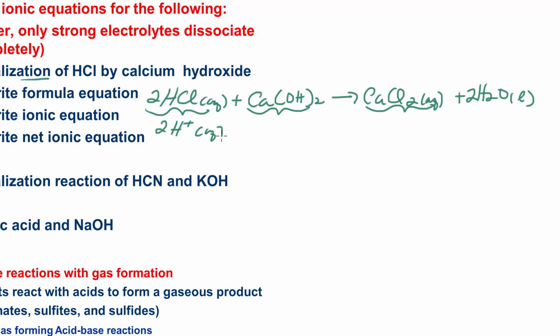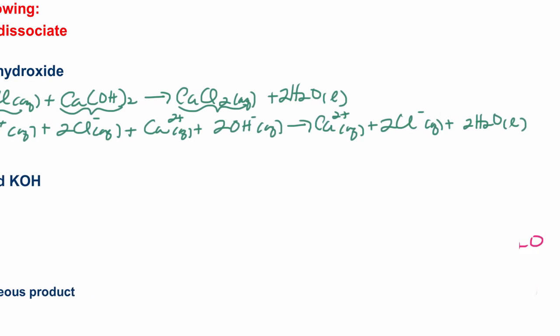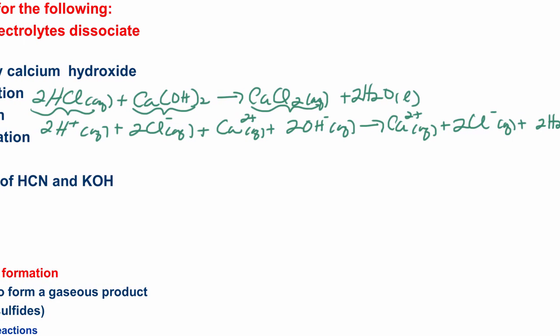So we have this, then the calcium hydroxide, and we have 2 hydroxides. That's going to yield calcium chloride, which will be completely dissociated. So we have calcium ion plus 2 chloride ions plus 2 water.